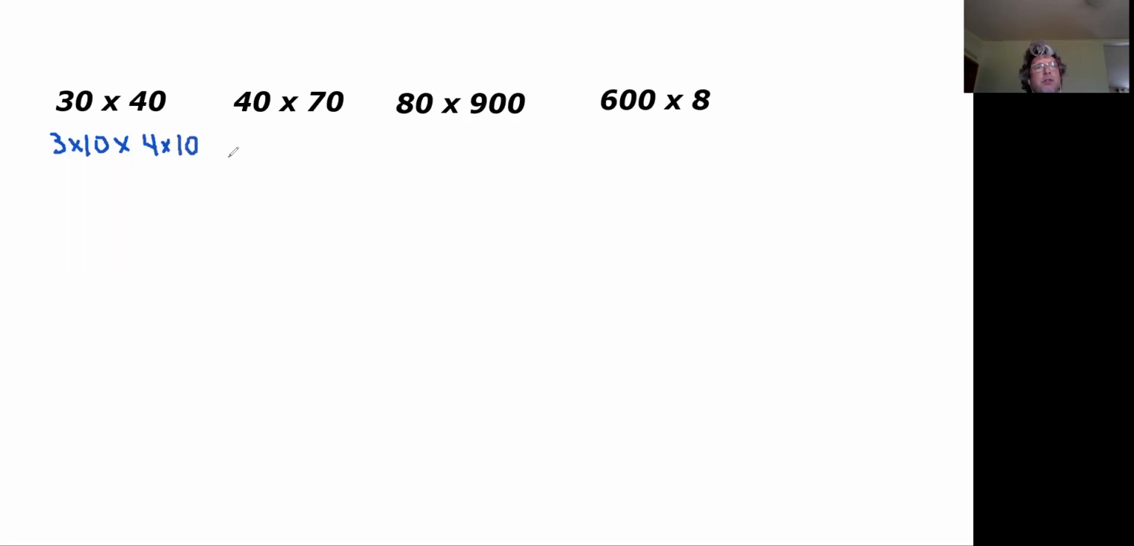Now, since multiplication is commutative, we can rearrange it as we see fit. I want to put the front numbers together, the 3 times the 4. And I want to stick those trailing zeros on the ends, and they just mean multiplying by 10, multiplying by 10.